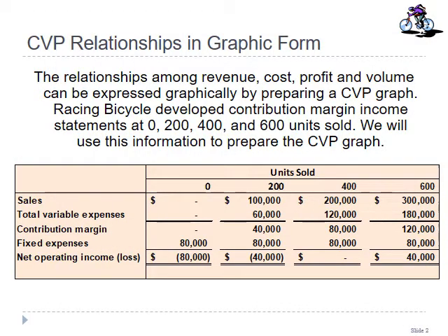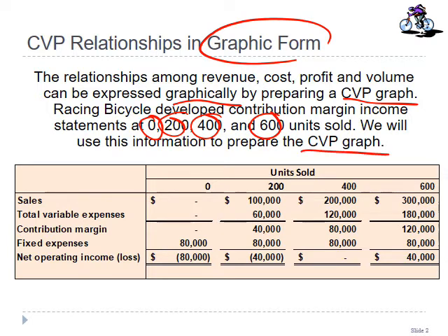So, CVP relationship in graphic form. The relationship among revenue, cost, profit, and volume can be expressed graphically by preparing a CVP graph. So Racing Bicycle developed contribution margin income statements at 0, 200, 400, and 600 units sold. We will be using this information to prepare the CVP graph.